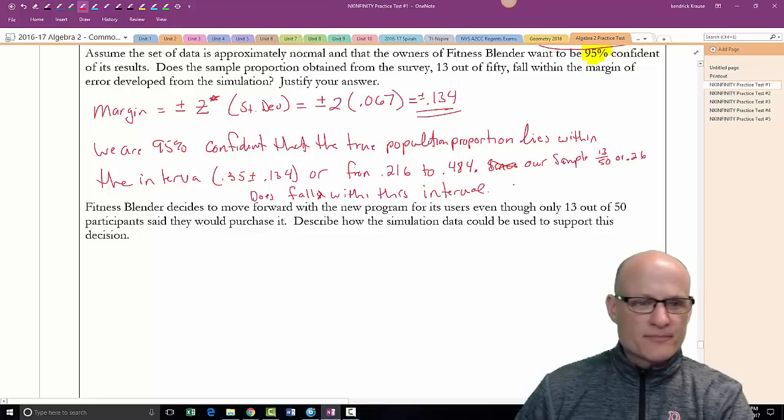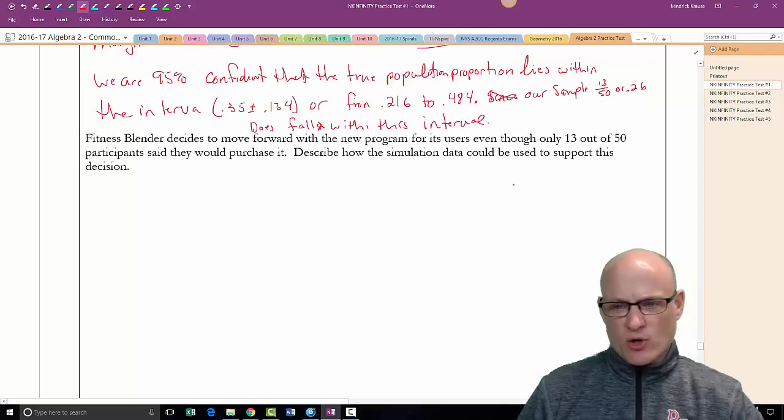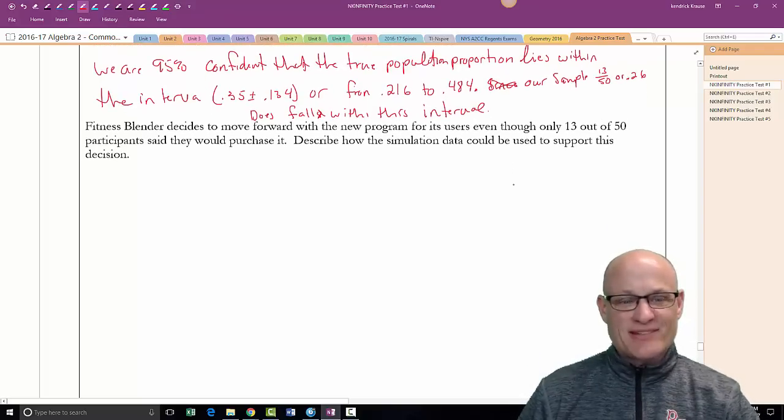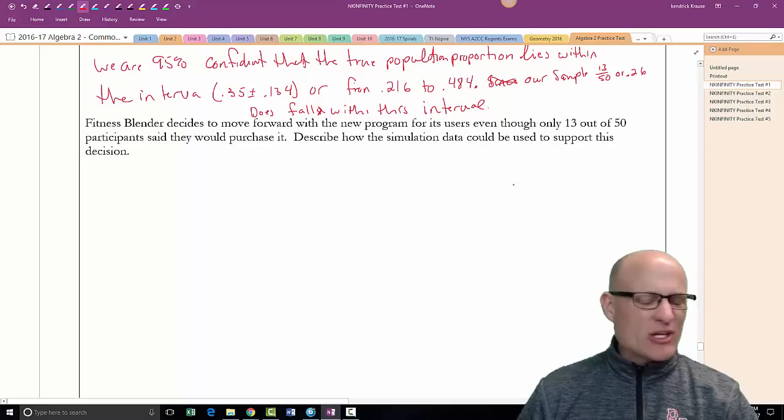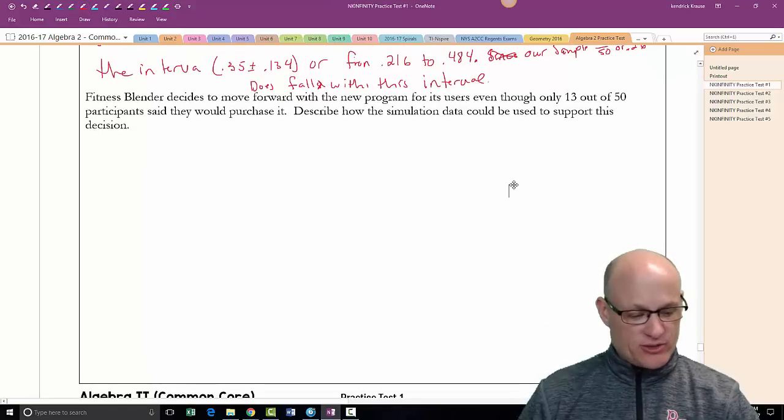Good enough. Fitness Planner decided to move forward with the new program for its users, even though only 13 out of 50 participants said they would purchase it. But remember, that's only one sample, right? They ran this simulation a number of times. Describe how the simulation data could be used to support this decision.